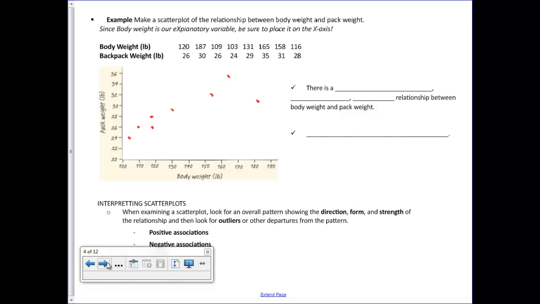So here's our second objective. We just created a scatter plot. Can you do that? Yeah. Can we interpret a scatter plot? That's the next thing that we talk about.